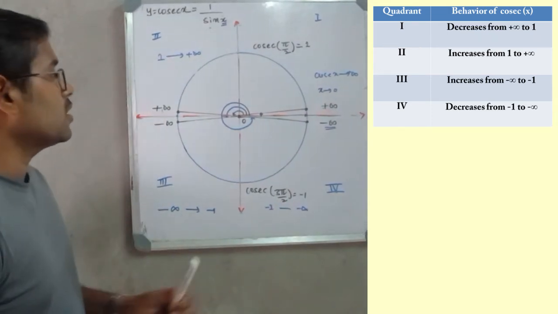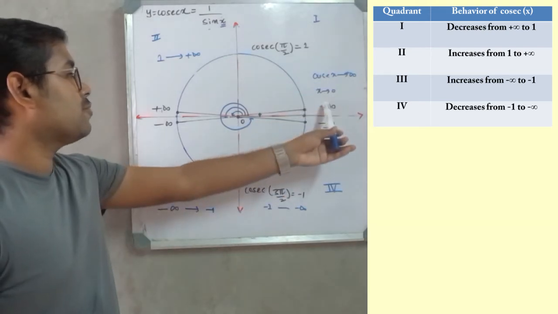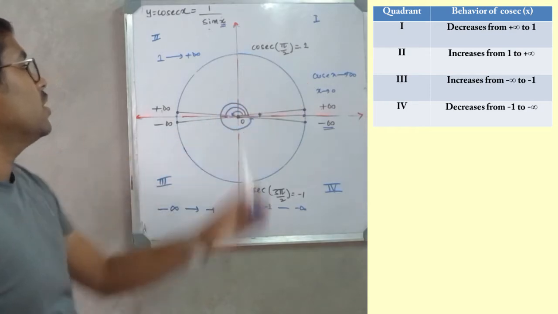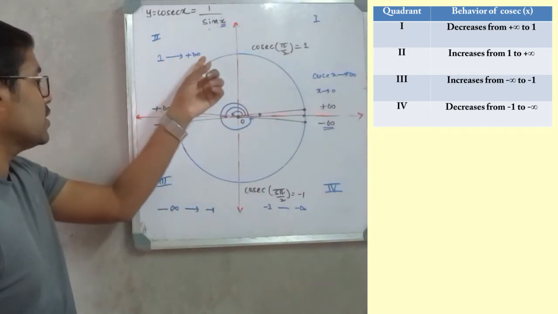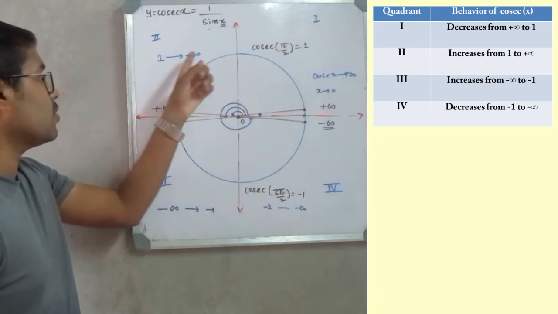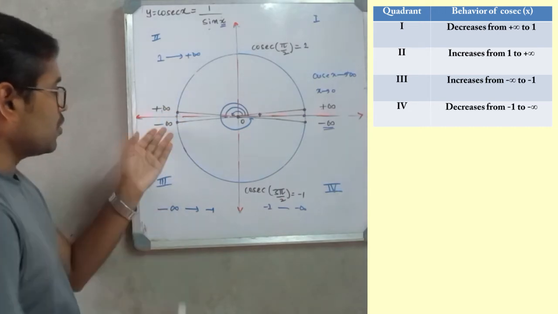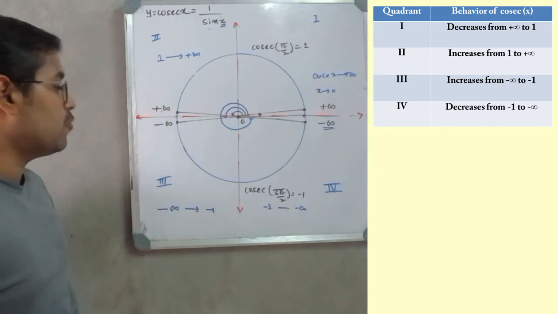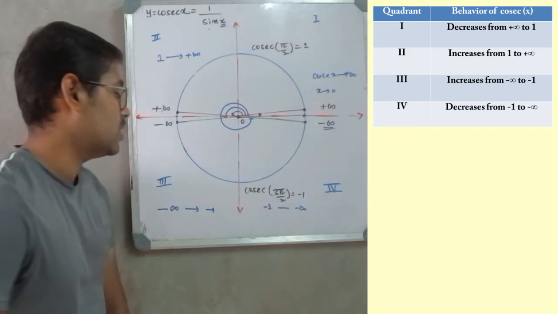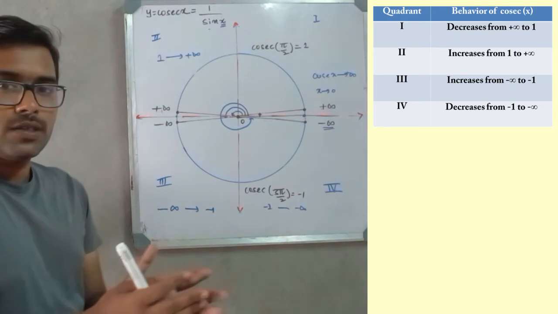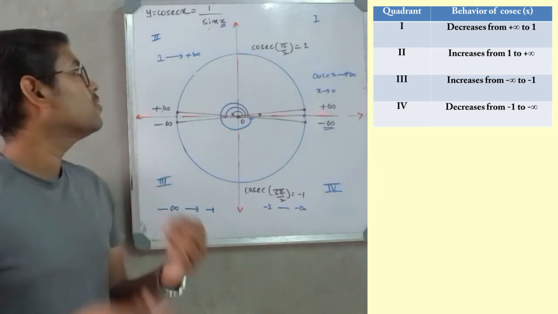So if I summarize everything, in the first quadrant, it decreases from positive infinity to 1. And in the second quadrant, it increases from 1 to positive infinity. In the third quadrant, it increases from negative infinity to minus 1. And in the fourth quadrant, it decreases from minus 1 to negative infinity. Now using this information, let us plot the graph of cosec x.